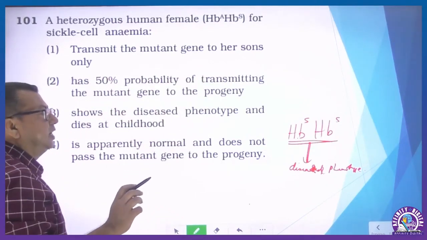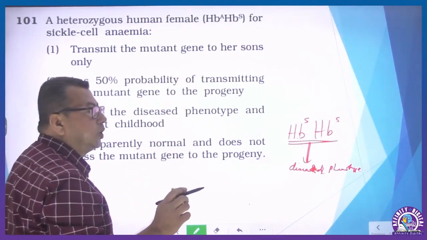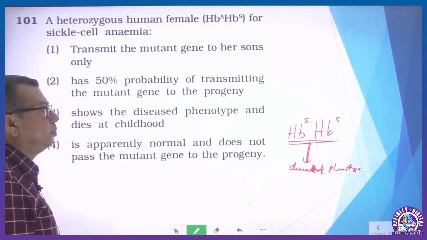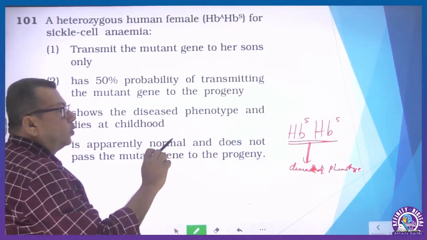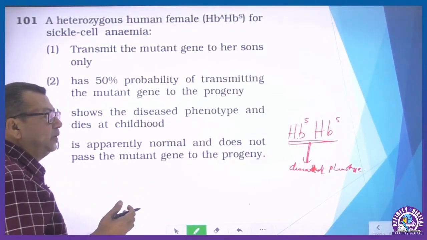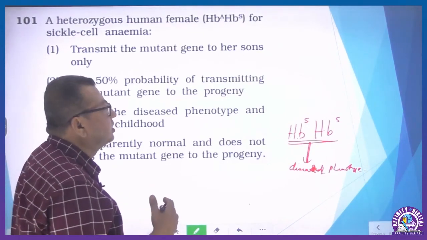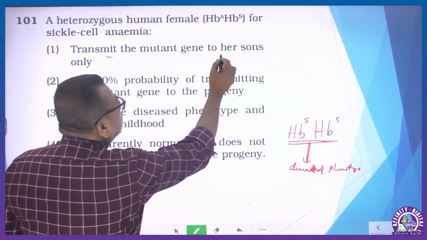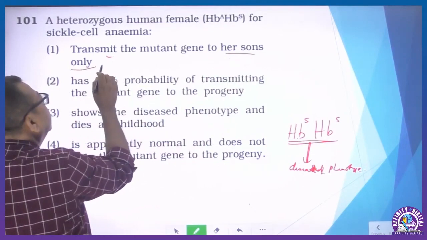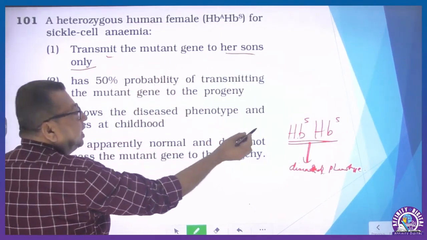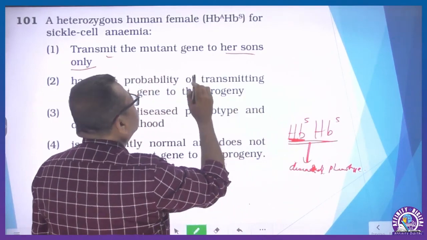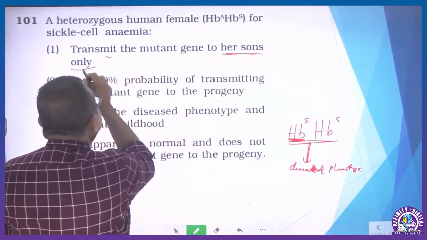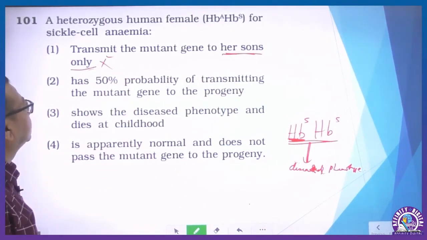Since sickle cell anemia is an autosomal recessive disorder, the sickle cell gene is an autosomal recessive gene located in human chromosome number 11. Autosomal genes can be transmitted to both sons as well as daughters. But what has been given here? Transmit the mutant gene to her sons only. It can transmit this mutant gene, HbS, to both sons and daughters, but here only sons is given, so this option is not correct.